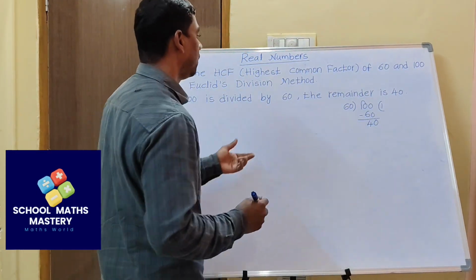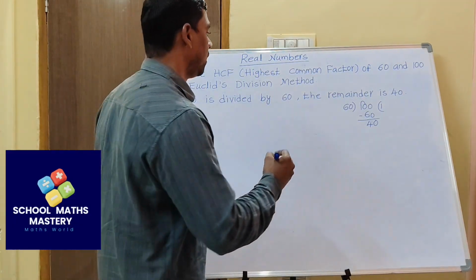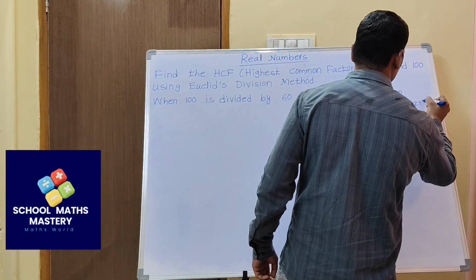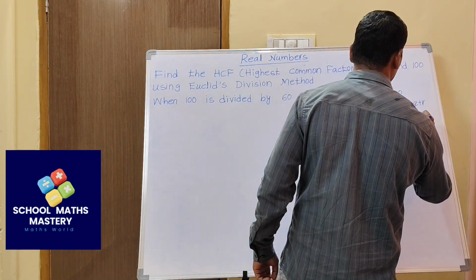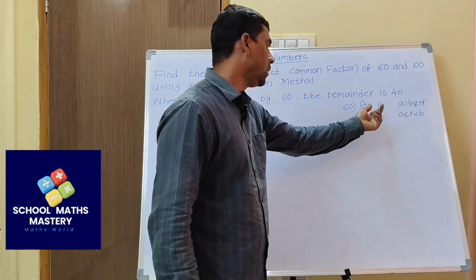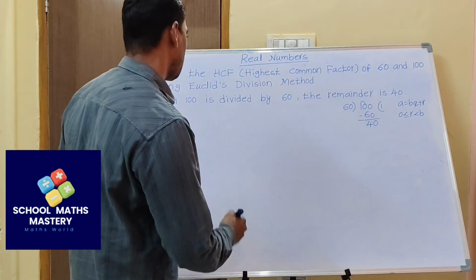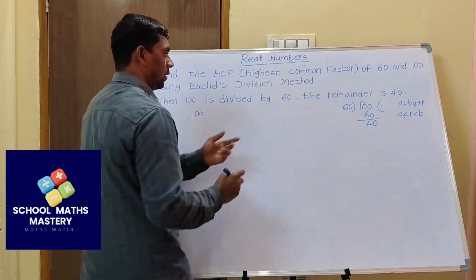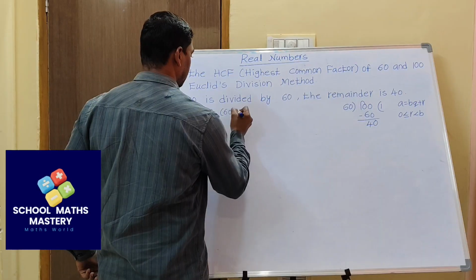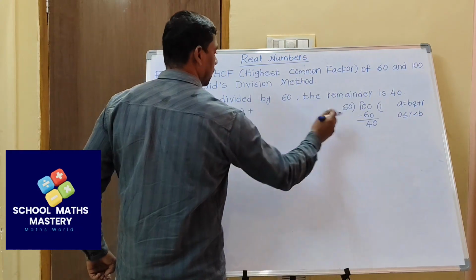Okay, look here, we remember the formula of Euclid's division method: A equals BQ plus R, where 0 is less than or equal to R, which is less than B. Look here, B is 60, Q is 1, and the remainder R is 40. 100 is A. A is equal to BQ, 60 into 1, this is the divisor, this is the quotient, plus the remainder 40.